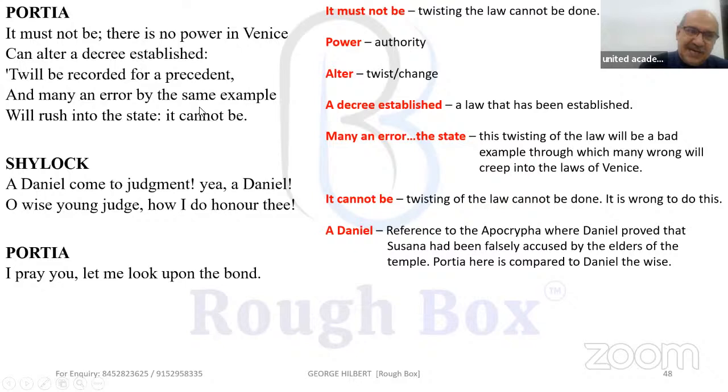So when Portia says we cannot twist the law, we cannot wrest it to our authority, because no law established can be turned and twisted. Wrong. It will be a bad example, and many an error will flow into the laws of Venice because of this bad example that we set now. It cannot be. And Shylock is happy.